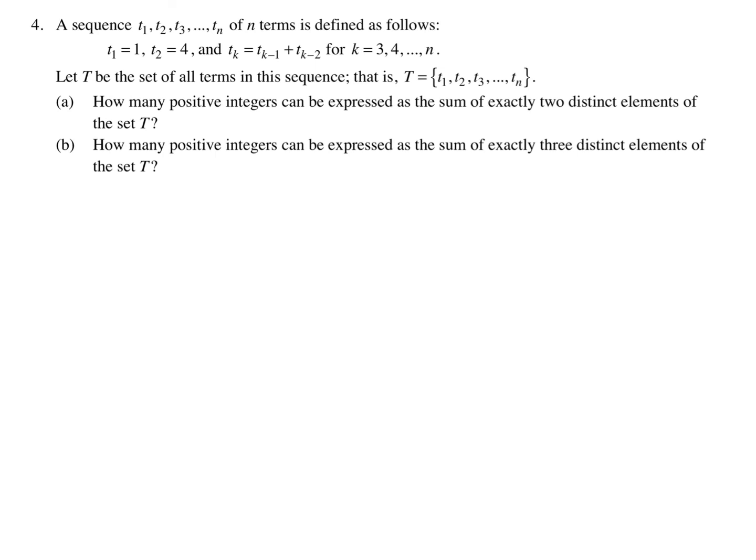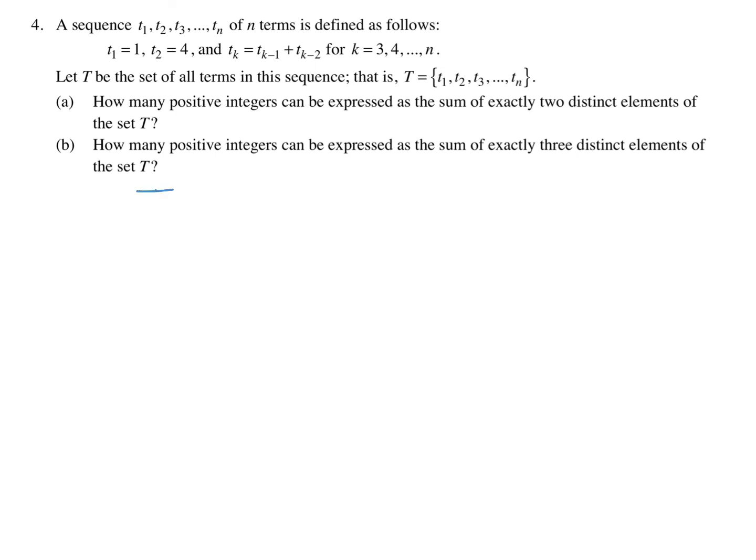A sequence T1, T2, T3 until Tn of n terms is defined as follows. T1 is 1, T2 is 4, and Tk is equal to Tk minus 1 plus Tk minus 2, for k equals 3 to n. Let T be the set of all terms in the sequence, that is T is equal to T1, T2, and so on. How many positive integers can be expressed as the sum of exactly 2 distinct elements of the set T?